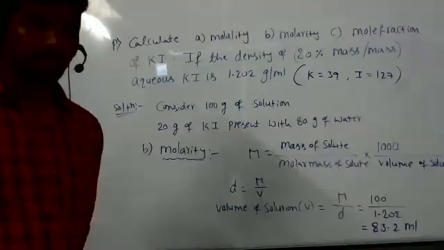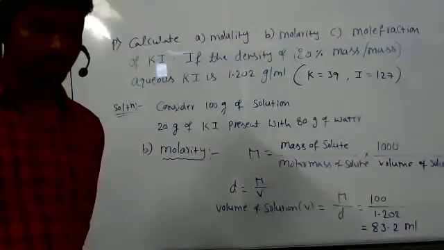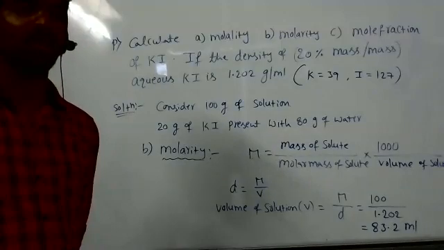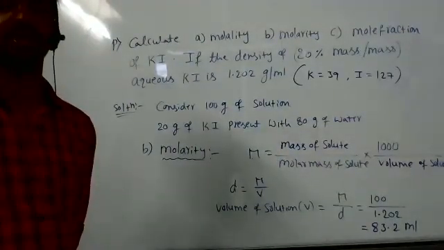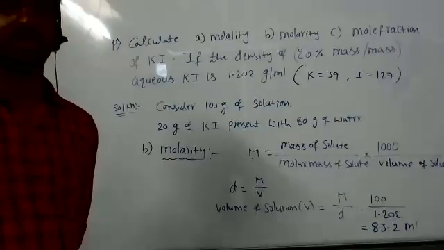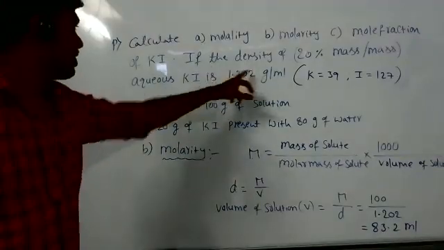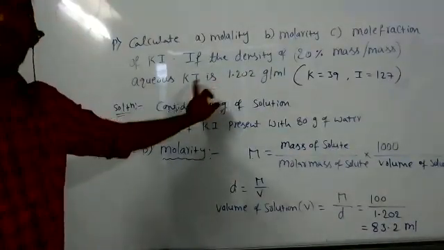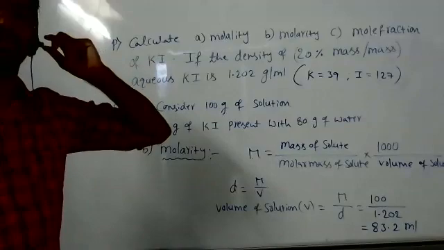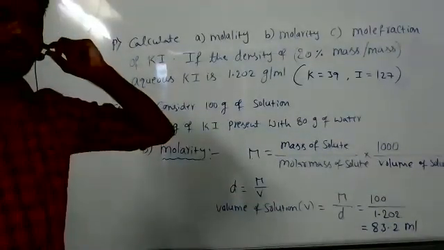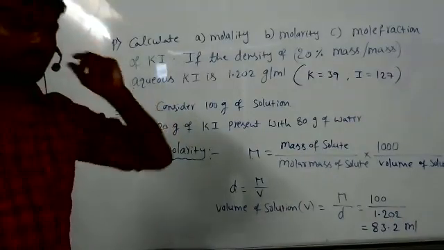Aqueous KI means only KI, right? KI is solid, like potassium chloride, common salt. Like that, potassium iodide is a solid salt. So if the density of aqueous KI is given, it is the density of the liquid solution. Any doubt? So, I understood.